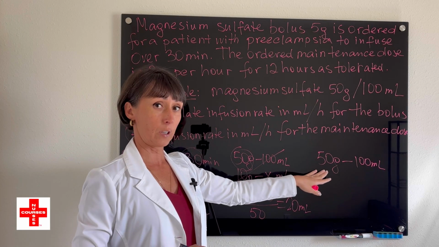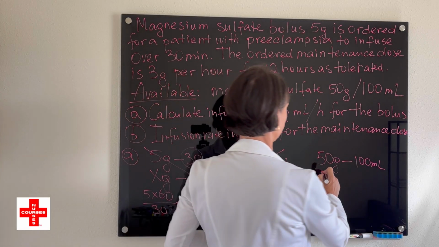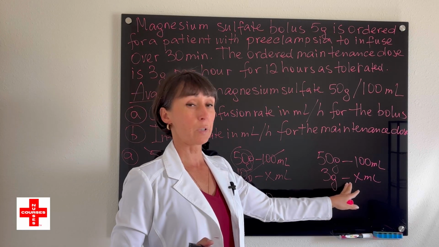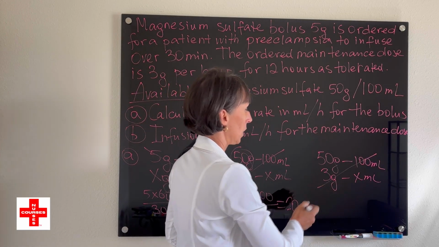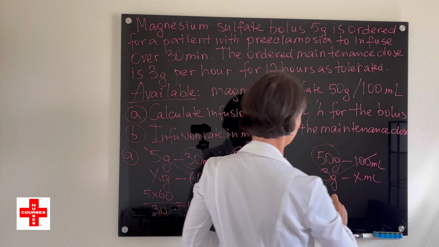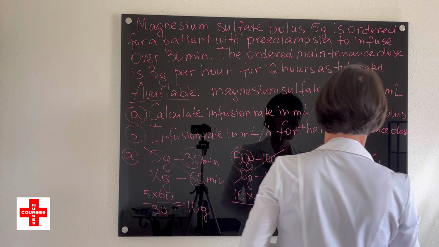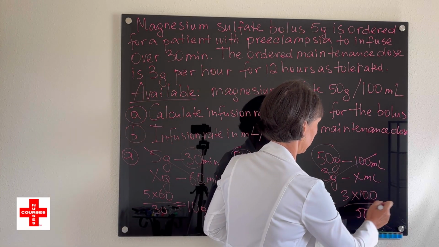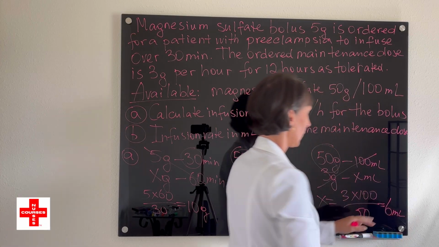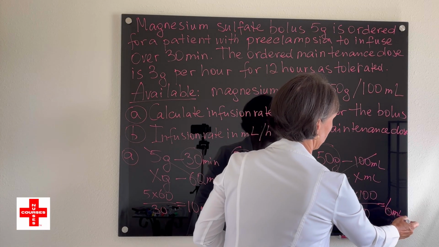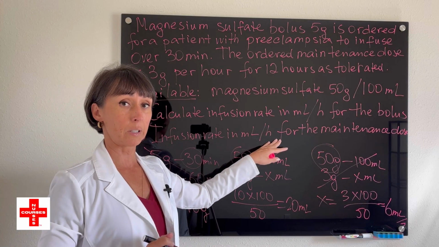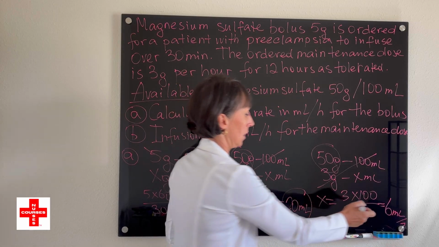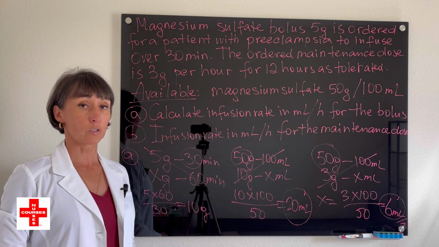And our concentration is 50 gram is 100 milliliters. We need to give 3 gram. How many milliliters is that? Multiplying and dividing. And I get 3 times 100 divided by 50. And that is 6 milliliters per hour I will be programming on a pump as a maintenance dose. 20 is my bolus and 6 is my maintenance dose.